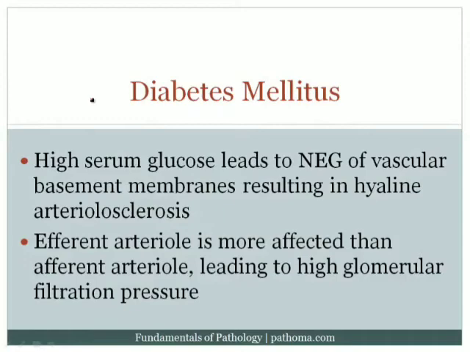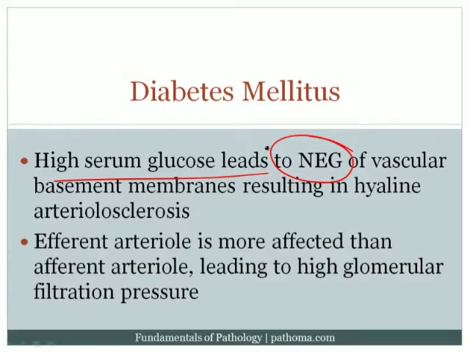Diabetes mellitus. Now what happens in diabetes is that you get a high serum glucose, obviously. And the high serum glucose results in non-enzymatic glycosylation of the vascular basement membrane. Now when you stick sugar on the basement membrane without the use of enzyme, that's called non-enzymatic glycosylation. Of course, when that happens to the vascular basement membrane, that's going to result in the basement membrane becoming leaky.